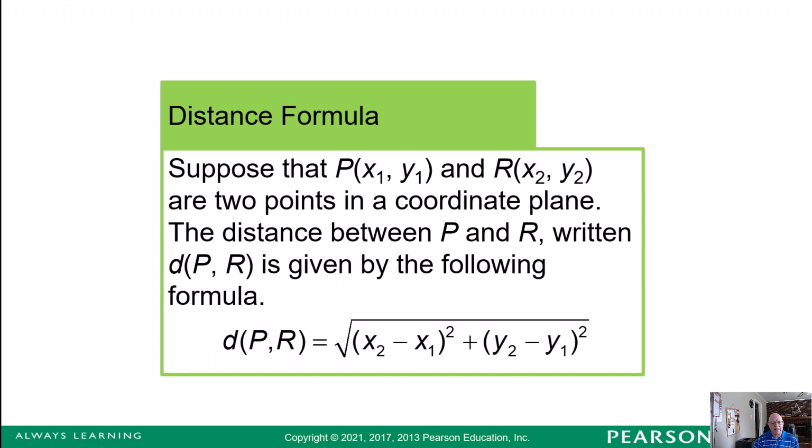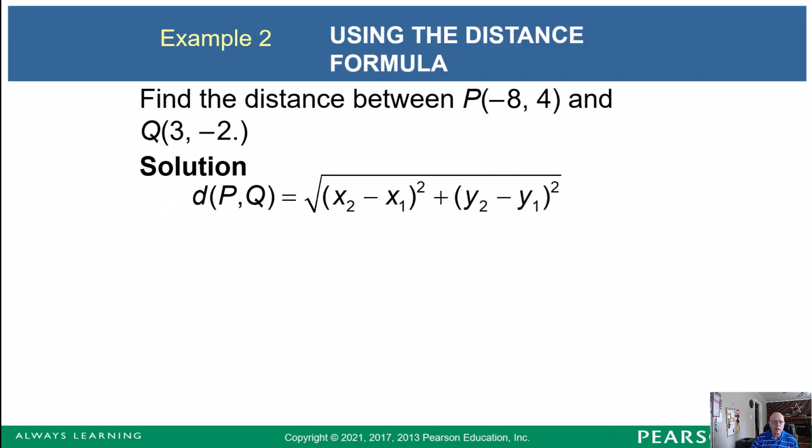So here's one to add to your notes. The distance from P to R, and you can see it right there. Now the 2 and the 1 just mean that you've labeled one of those points as point 1 and the other one as point 2. It doesn't matter which you do. The important thing is you follow this. Follow each subtraction by squaring, the squares by adding, and then finally take the square root of the answer. So here's one you can try. You might hit pause and see if you can do this by yourself.